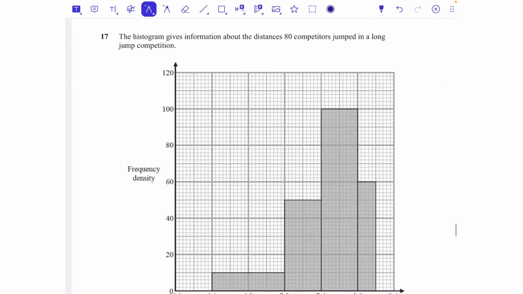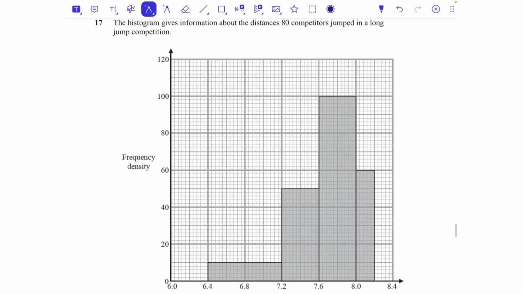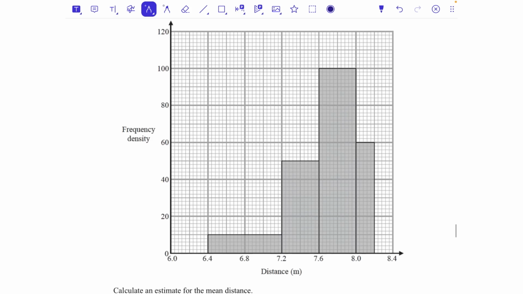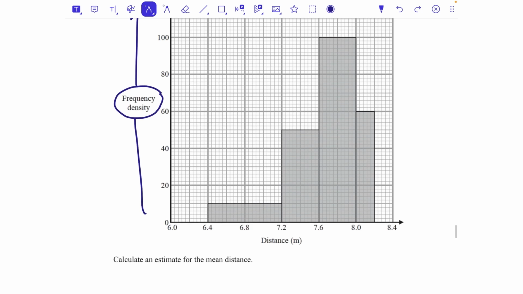Question number 17, and we've got a histogram. The histogram gives information about the distances 80 competitors jumped in a long jump competition. We've got the frequency density up the side. So really important with histograms that we notice up the side, we don't have frequency, we have something called frequency density. The frequency is actually given by the area of each bar on a histogram. So to get the area of each bar, they're all rectangles, you would just do base times height.